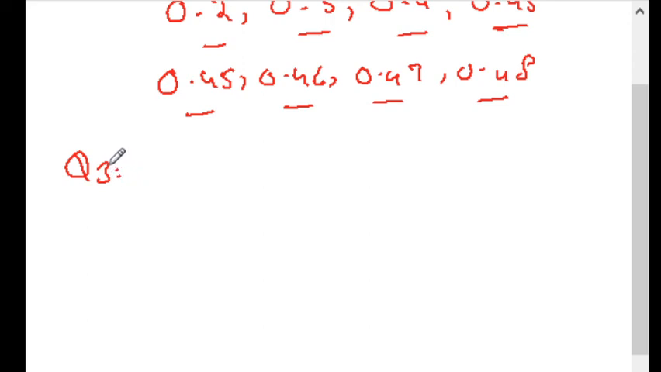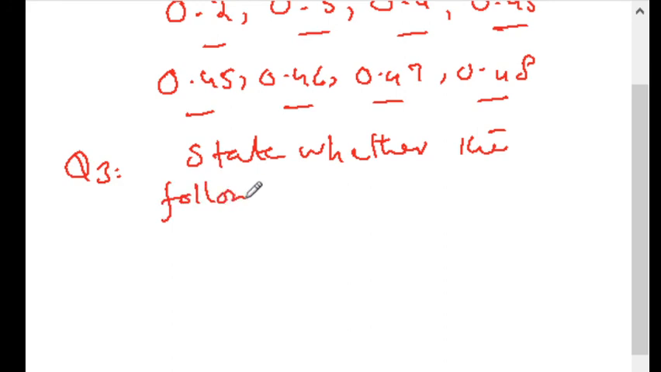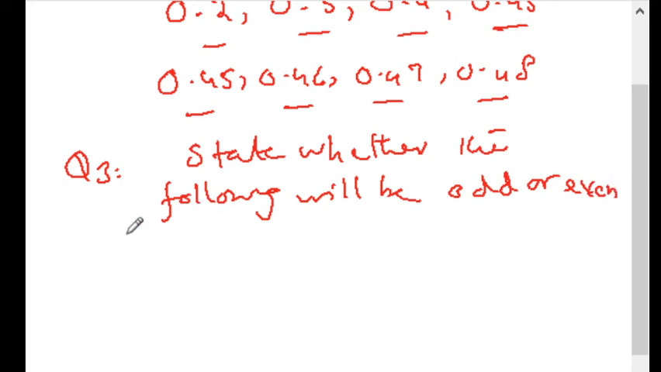They say state whether the following will be odd or even. Now first is the sum of 2 odd numbers. The sum of 2 odd numbers is always even.